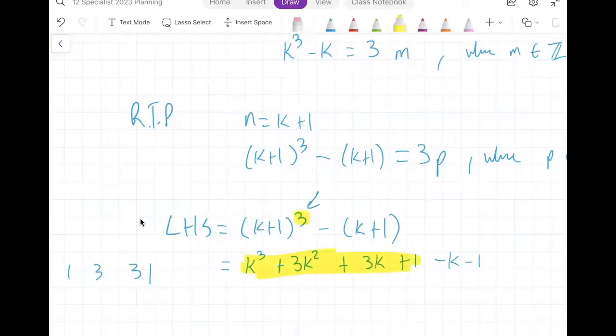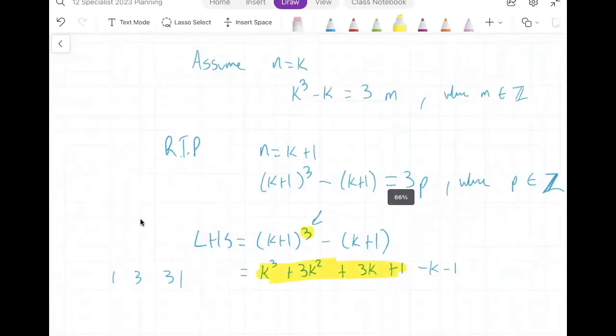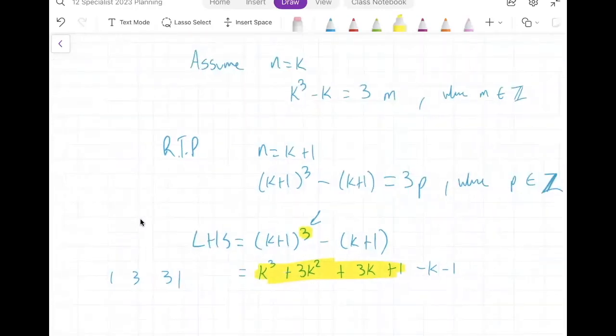Once you get to here, instead of collecting like terms like I normally do, whenever I'm doing a proof by divisibility, what I'm always trying to look for is how I can get an expression like this in my left-hand side. So it's still a little bit similar to our normal proof by induction methods. The reason why I want this is I want to try to work this 3m into my left-hand side solution. That part is key to actually solving a question like this.